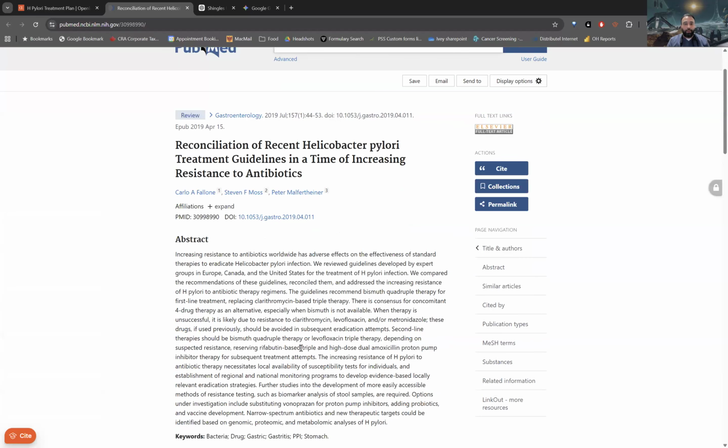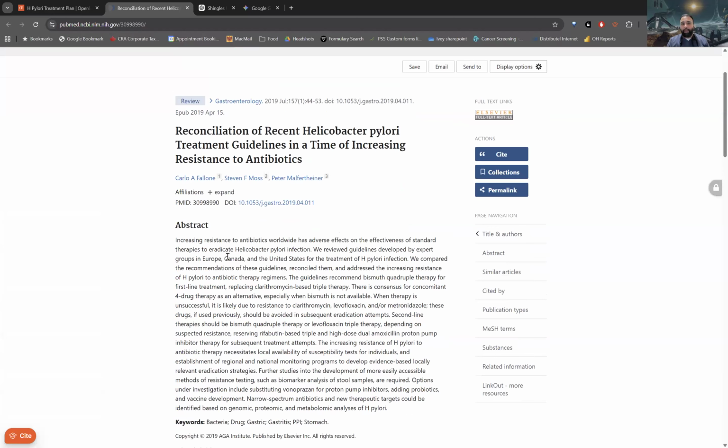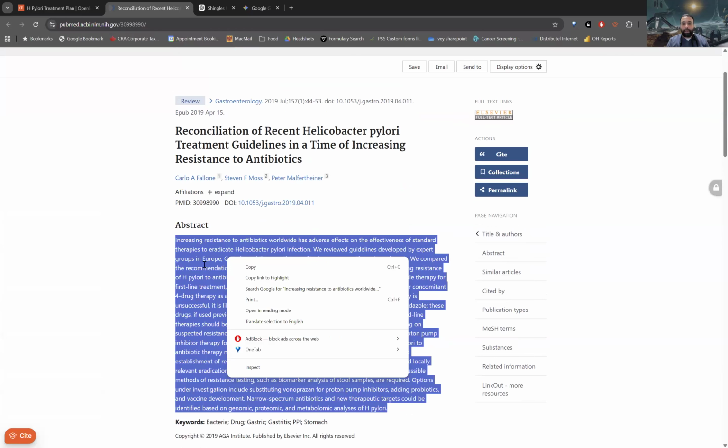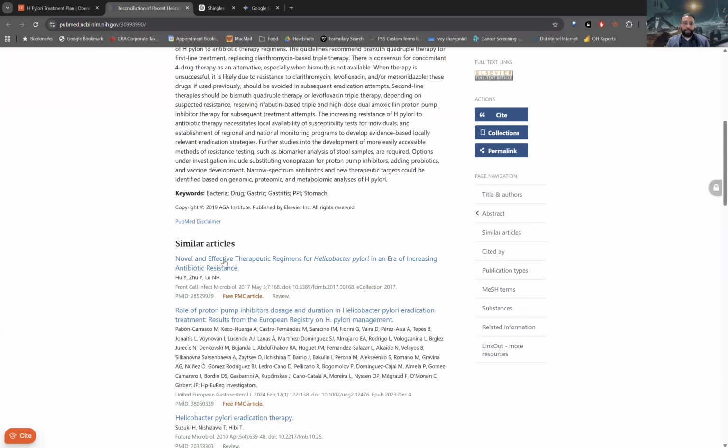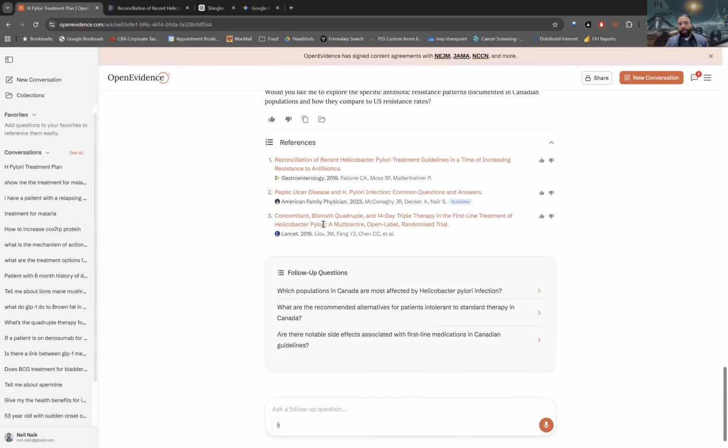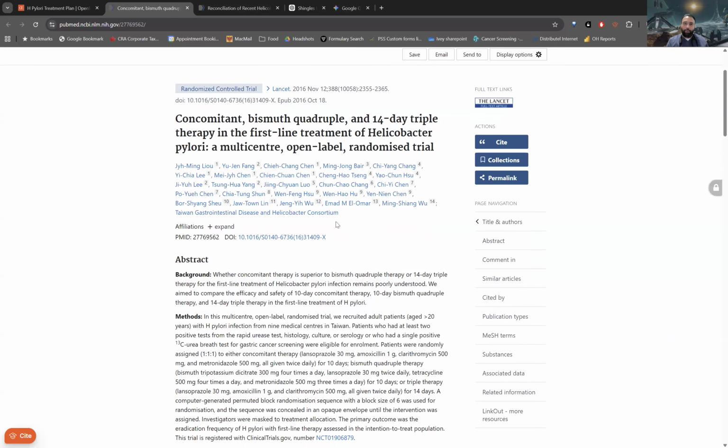Here's their first link here. They combine Europe, Canada, and the United States, but they, again, didn't jump right into the Toronto Consensus Guidelines. So every AI has an issue. I highly recommend double checking the work that it does.